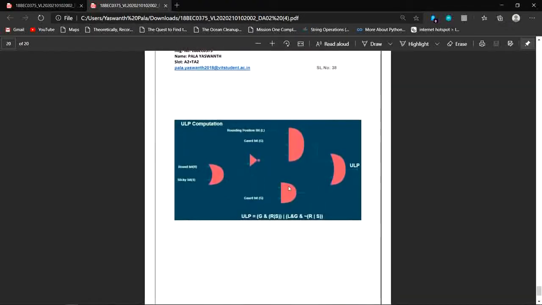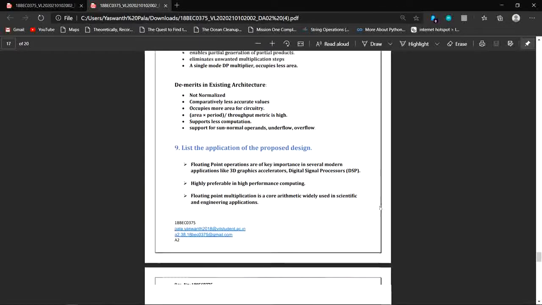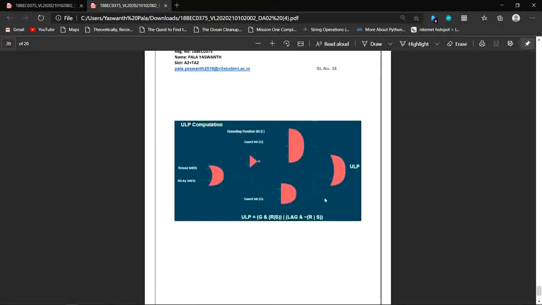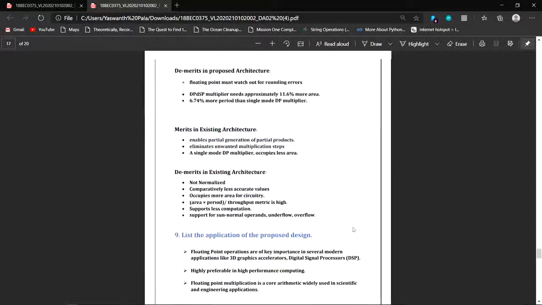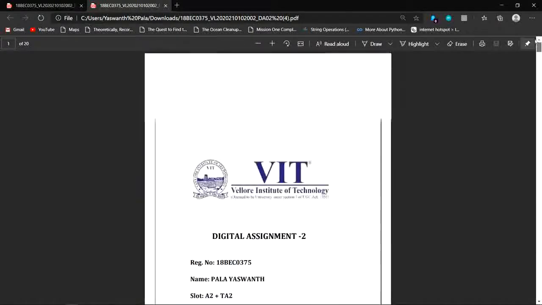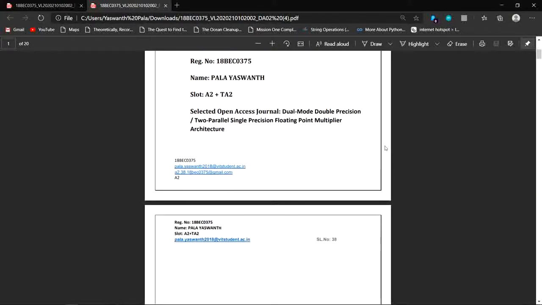The system and the journal I've collected. So this is the ULP computation, unit in the last place precision computation, which is very minor. The basic diagram was given up here in the logic gates. So this is the data I've collected, and I have gained some knowledge about the topic and the journal I've selected based upon the digital assignment 2 questions given.